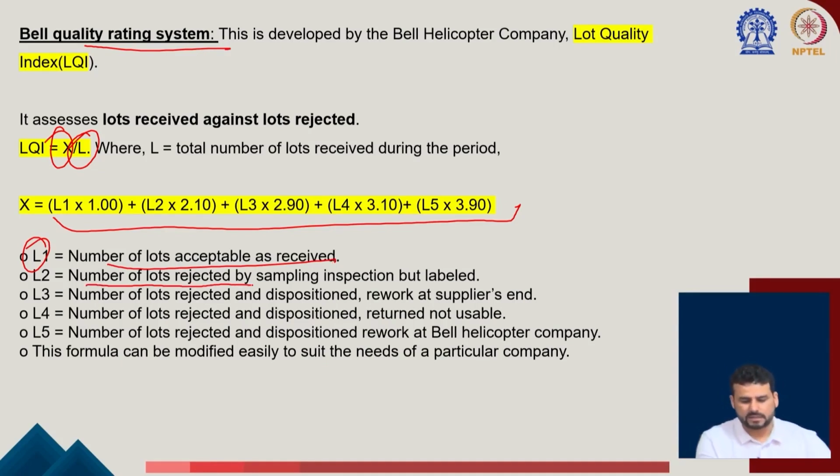Then L2, the number of lots rejected by sampling, but still you labeled, meaning you segregated, and ran that lot in the production line, right? Then the number of lots rejected and dispositioned, reworked at the supplier end, segregated at the supplier end. Then lots rejected and returned back. That means if you are returning those components, that is cost: transportation cost, right? Once you received, again you send back, that is transportation cost, storage cost, inspection cost, again they will transform it and then maintain it, and then you are getting the repaired product.